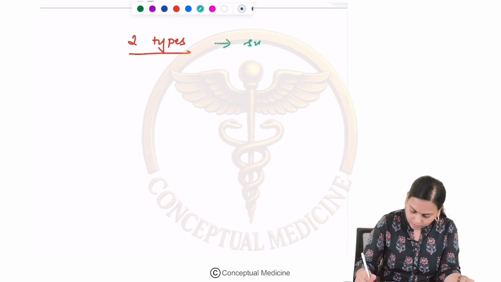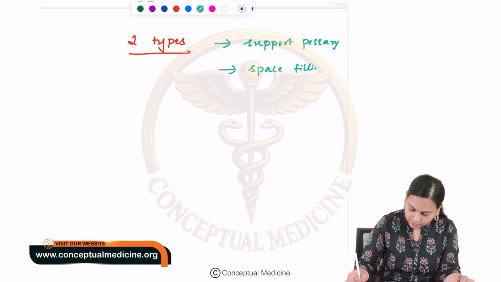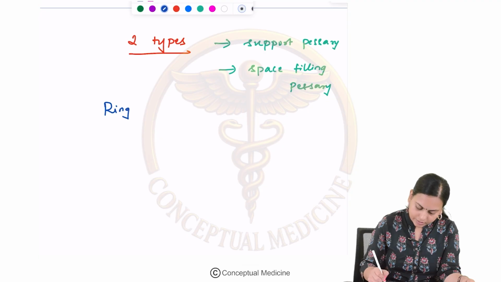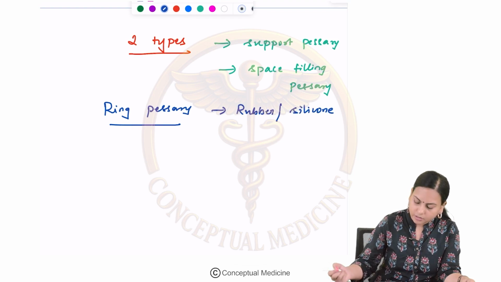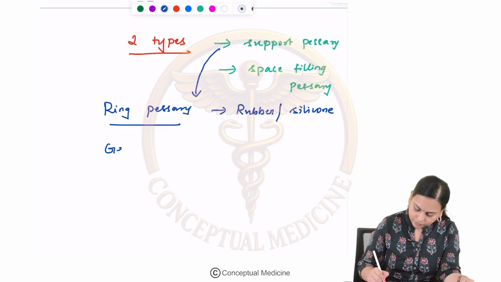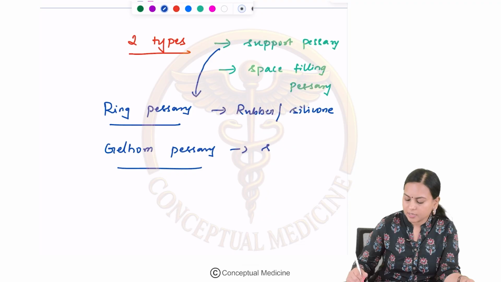One can be a support pessary and the other one can be a space filling pessary. Commonly used pessary is a ring type, that is ring pessary, that is made up of rubber or silicone, which is usually a support pessary type. And we also have gel horn pessary. This is a space filling pessary.